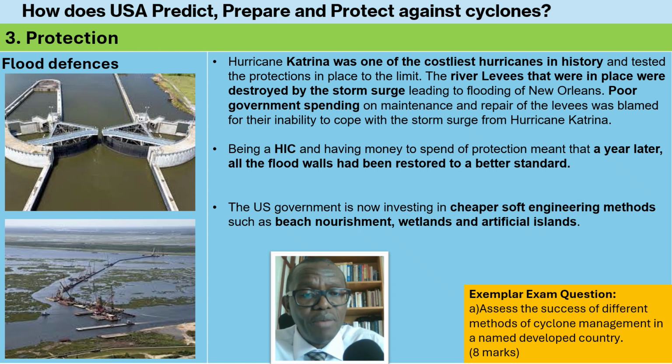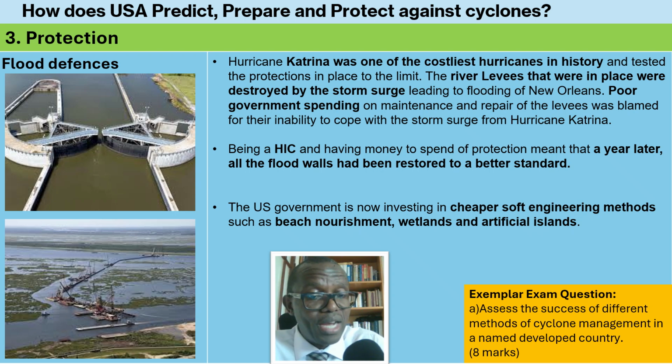Now, the flood walls are hard engineering, which is where you put physical structures to prevent against storm surges or flooding from rivers. But then, if we are talking about soft engineering methods, you're not necessarily putting any structures in place. Instead, in this case here, the US government is using beach nourishment, which is where you add more sand to the coastline, so that sand can act as your first line of defense.